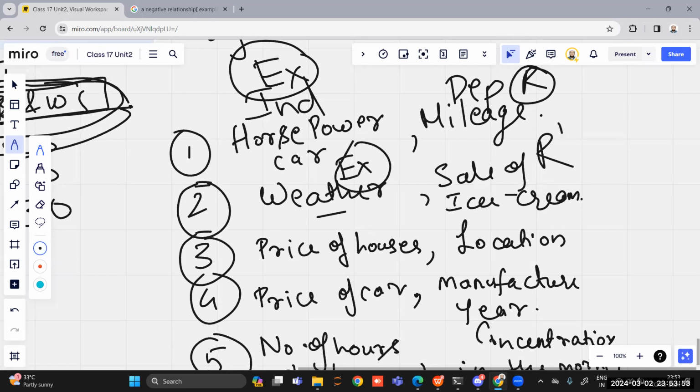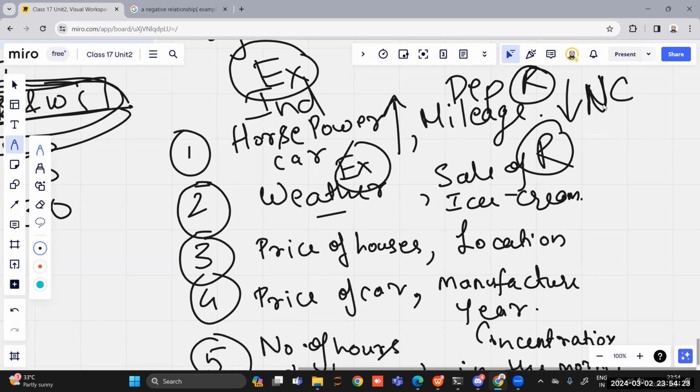Very good. Next, you have to tell me the relationship also. For the first one, will it be positive or negative? As horsepower increases, what will the mileage do? Mileage will decrease, so it will be a negative correlation. Yes, negative correlation.